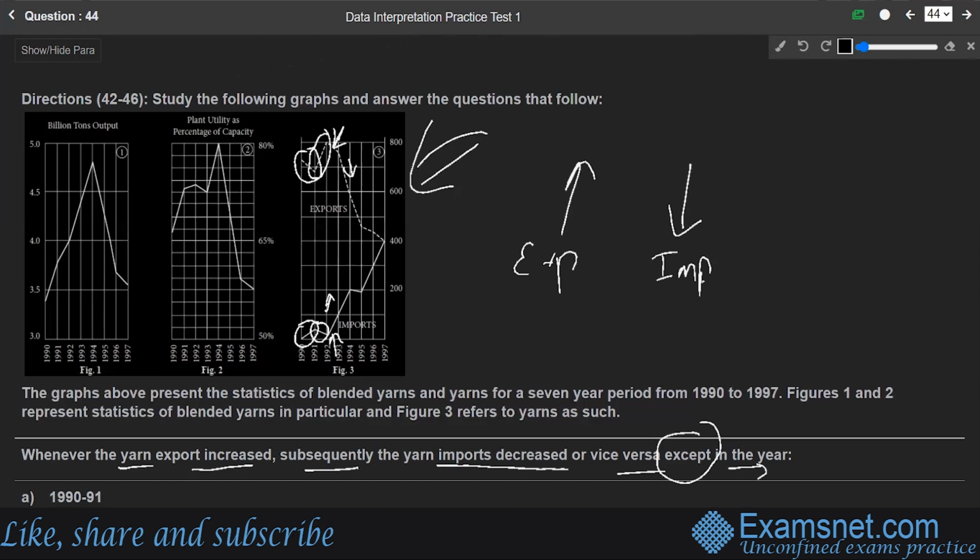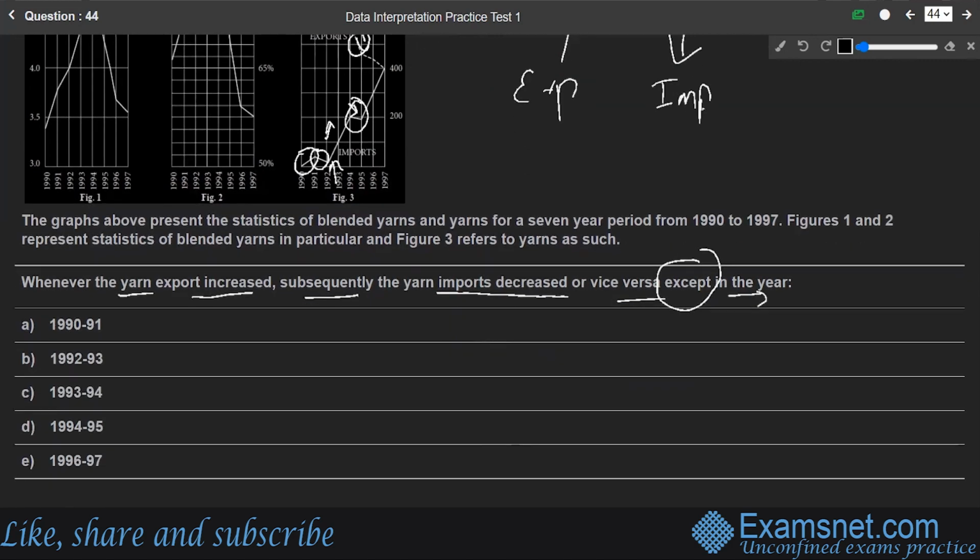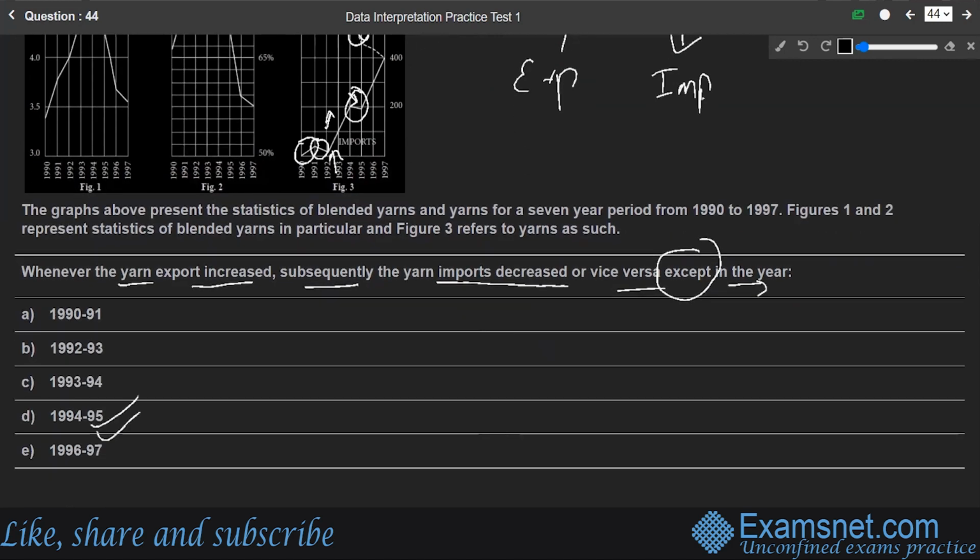Between 94 and 95 it is decreasing, and here in 94 to 95 it is also decreasing. See, between 94 and 95 there's a decreasing trend in the imports, and in the exports there is also a decreasing trend. So in 94 and 95 both the trends are decreasing. So this is that particular answer, 94 95, which is the exception of the trend.